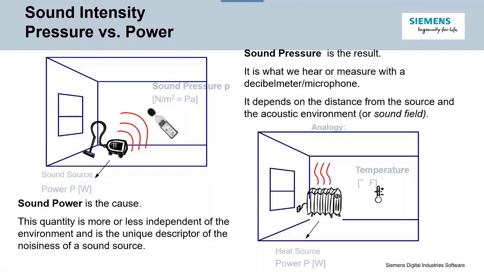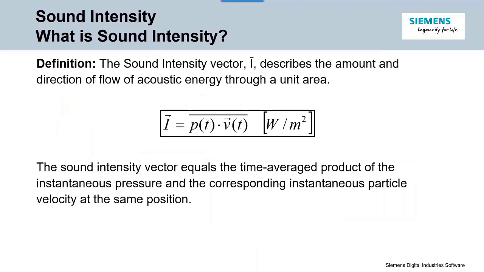So let's take a look at the sound intensity. Sound intensity is a vector quantity, and it shows how much sound energy, or acoustic energy, is flowing through a unit area. Sound power is the total energy radiated from the entire source, whereas sound intensity is the amount of acoustic energy radiated that flows through a unit area, like through a small area.